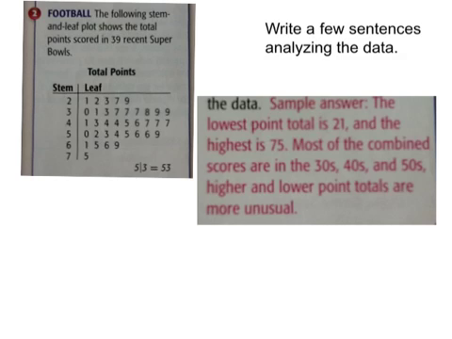All right, so here is the key to the you try. The lowest point total is 21 points. So you can see that right here. That's an important piece of data. The highest is 75 points. Most of the combined scores, as you can see, are in the 30s, 40s, and 50s. That's where most of those combined scores come into play. Your highest totals and your lowest totals are the most unusual.